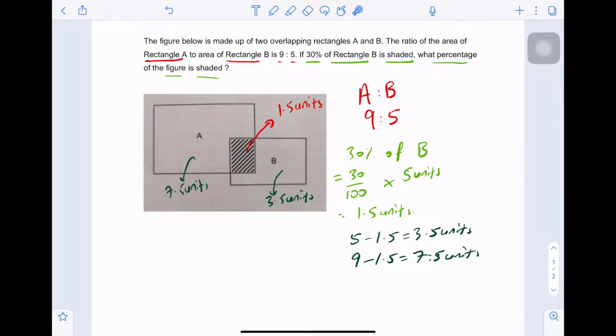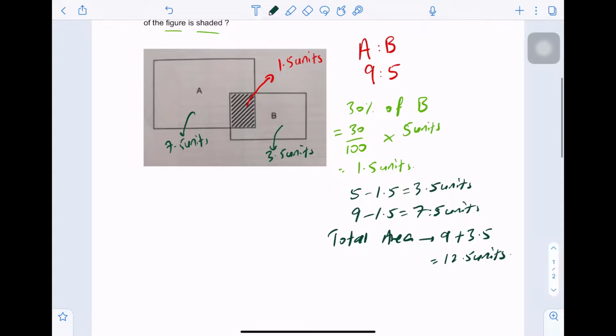So that will be 1.5 out of the total units of this figure. So the total units will be 9 plus 3.5. Alright, so 9 plus 3.5 will give you the total area, and that will be 12.5 units. Alright, so out of 12.5 units, 1.5 is shaded.